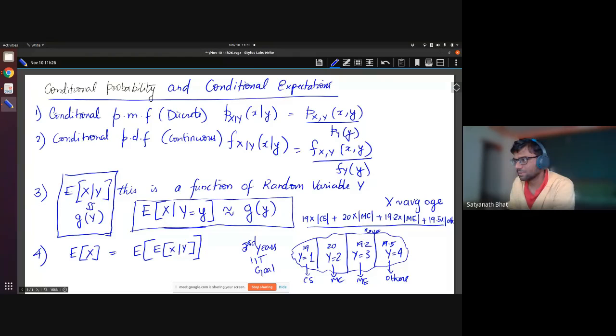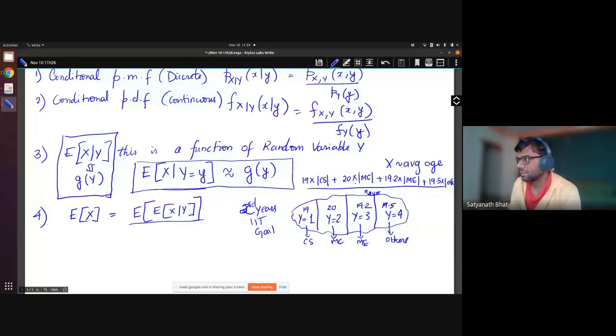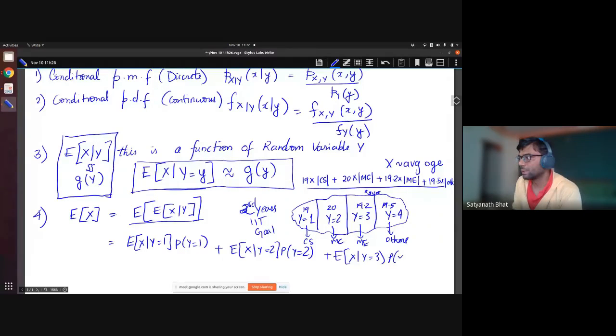Oh, sorry, second years, right? Sorry, we are all in second year. Yeah, second years. So this is what we do. This is very similar to this formula, right? If you carefully observe, this is like expected value of X given Y equal to 1 into probability Y equal to 1, plus expected value of X given Y equal to 2 into probability Y equal to 2, plus expected value of X given Y equal to 3 into probability of Y equal to 3, and then finally expected value of X given Y equal to 4 into probability Y equal to 4. So this is not really that surprising. I hope everybody understands it now very intuitively.